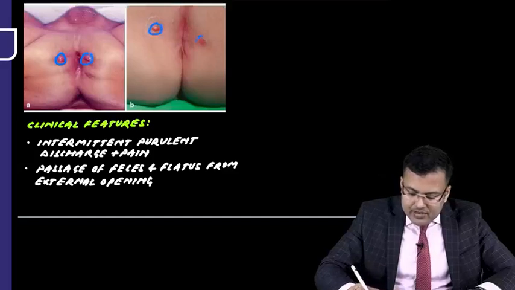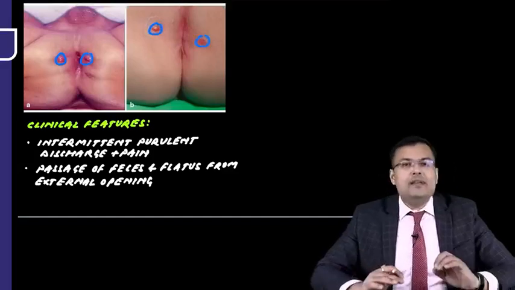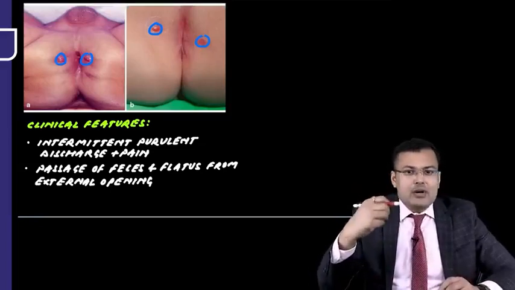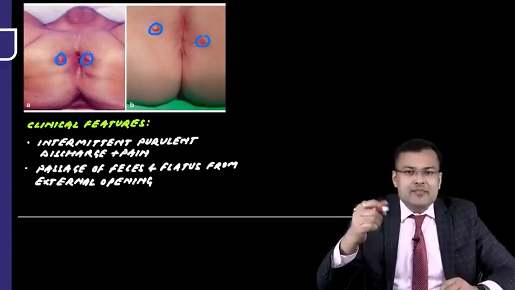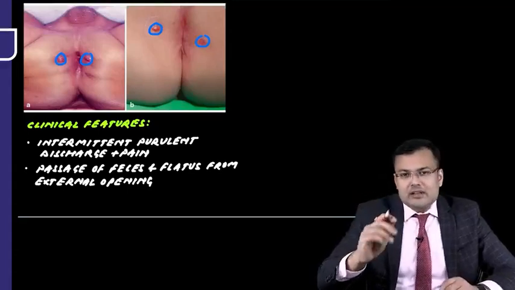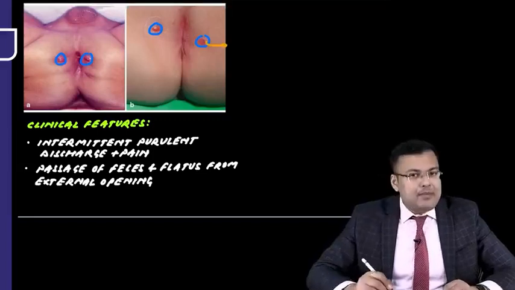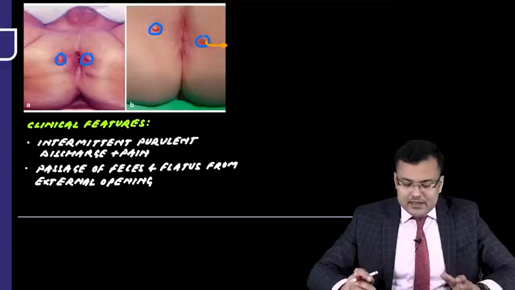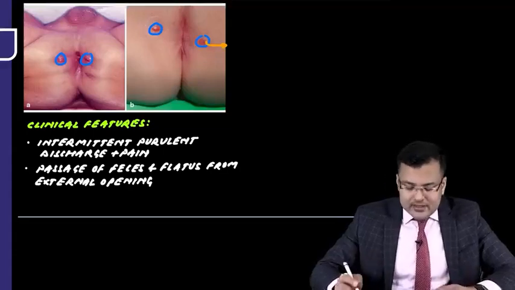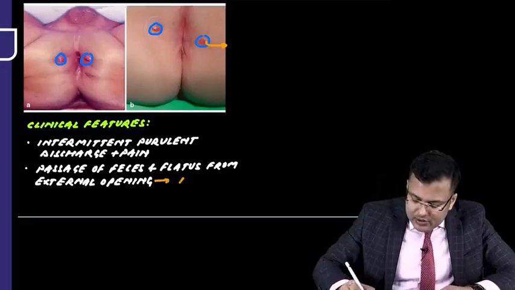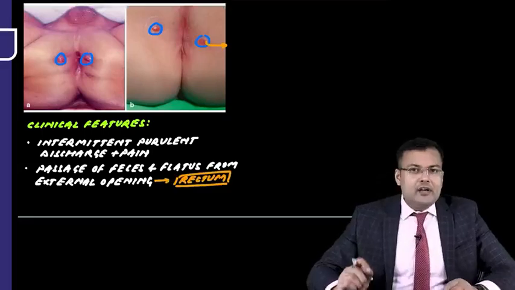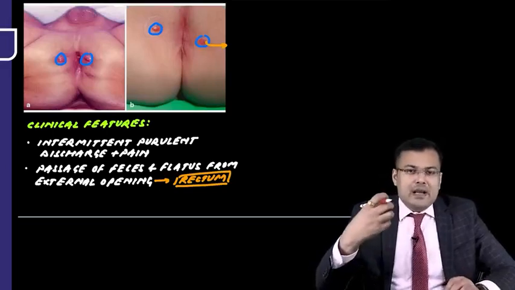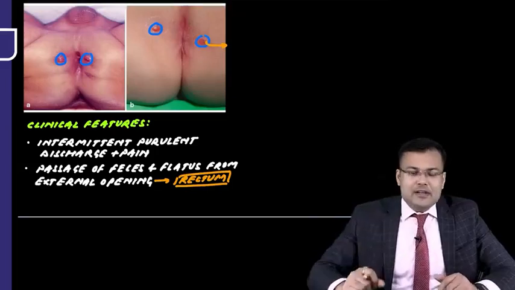You can see here, patients are having an external opening in the perineal region. And what is the complaint? They tell that, sir, I'm having intermittent purulent discharge and sometimes pain. Sometimes the patient is going to tell you that, sir, from this external opening I pass feces and flatus. If the patient tells that he passes feces and flatus from the external opening, it means the internal opening is located in the rectum. Whenever the internal opening is in the rectum, only then does the patient give this kind of history of passage of feces and flatus from the external opening.